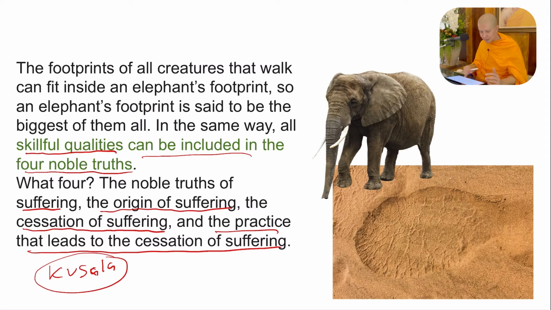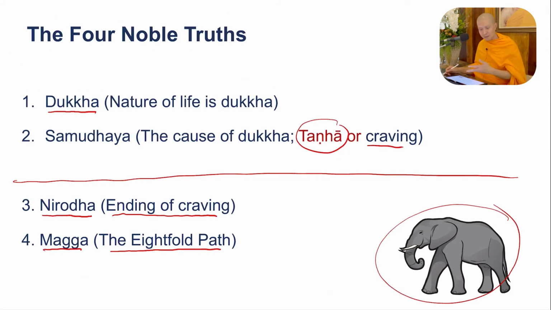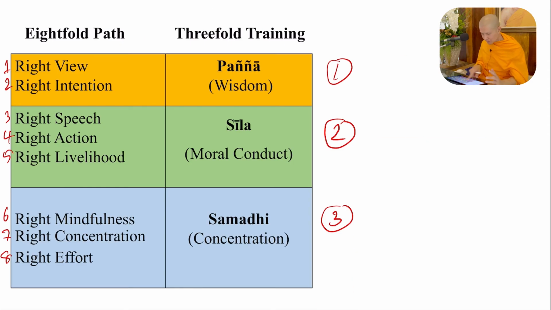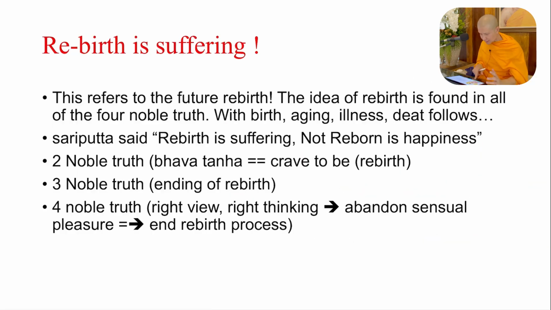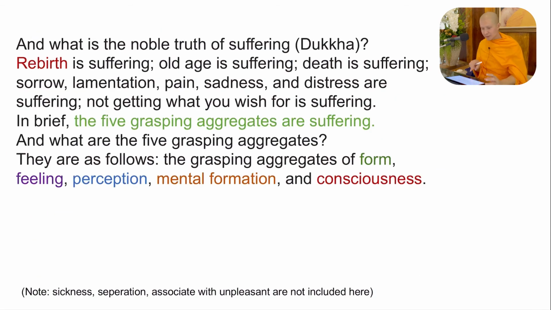You have seen this already here. This is what Sariputta just mentioned: dukkha, samudaya, nirodha, and magga. But what is interesting here is how Sariputta explained dukkha, which is not exactly the same as the Buddha explained earlier. And what is the noble truth of suffering, or dukkha? He said rebirth. Actually, some translators use the word birth. Birth means rebirth. Rebirth is suffering.